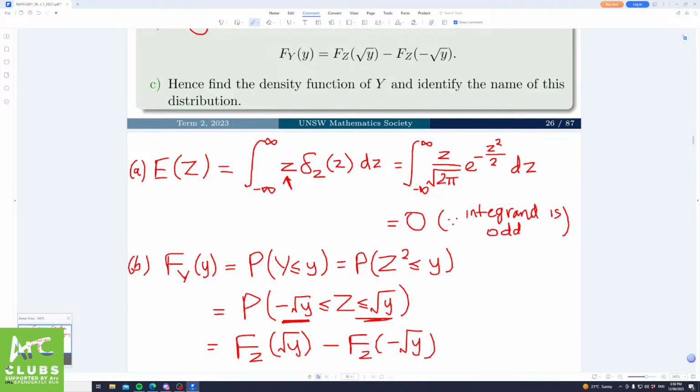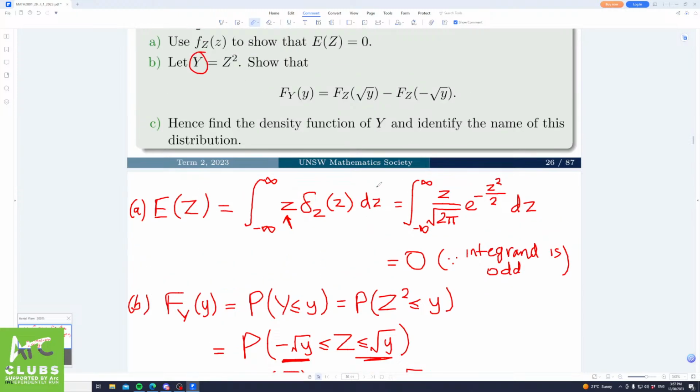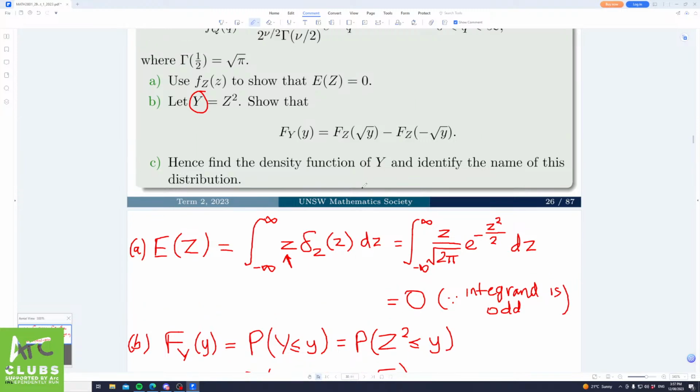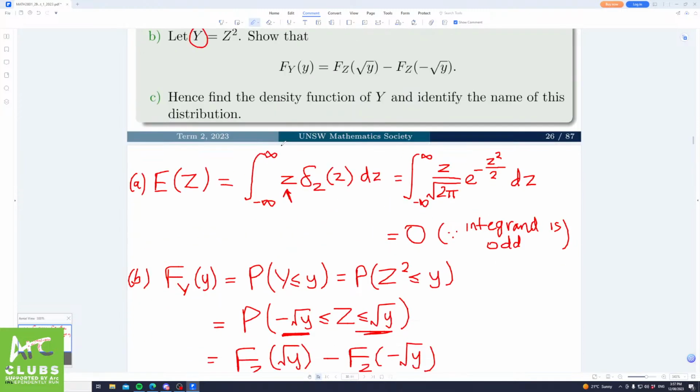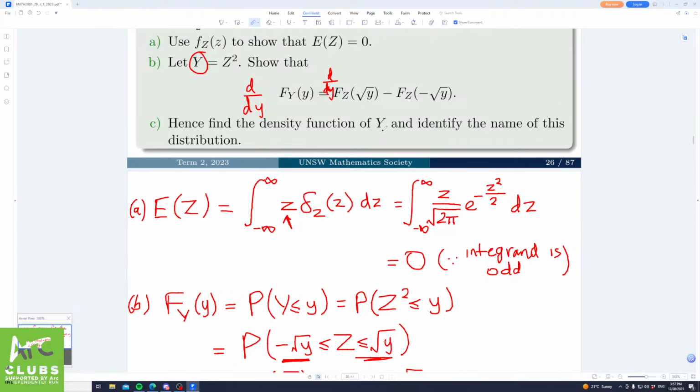And finally it says, hence find the density function of Y and identify the name of this distribution. Now I might have to skip this part, but I will include this solution in the slides, or I might come back to it if we have time at the end. The way you do that is you just differentiate both sides of this expression that you just proved with respect to y. That's the first step, and from there it should be pretty clear.